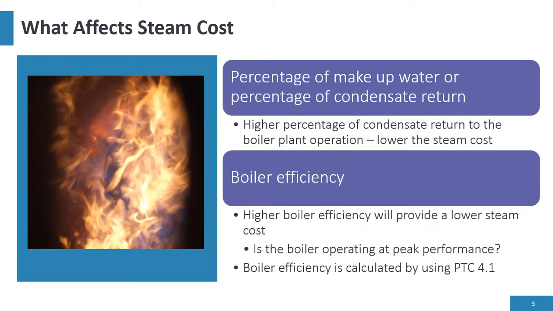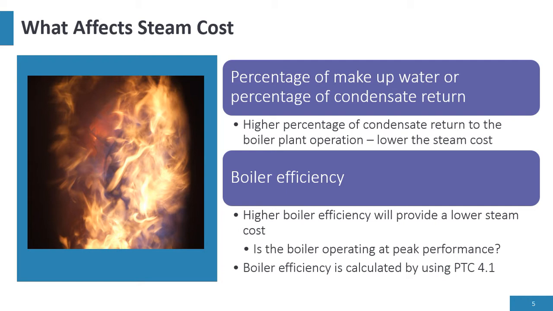Percentage of makeup or percentage of condensate return. The higher percentage of condensate return, the lower the steam cost. So if you bring back 95% condensate, your steam cost is going to be lower. If you bring back 10% condensate, your steam cost is going to be much higher.